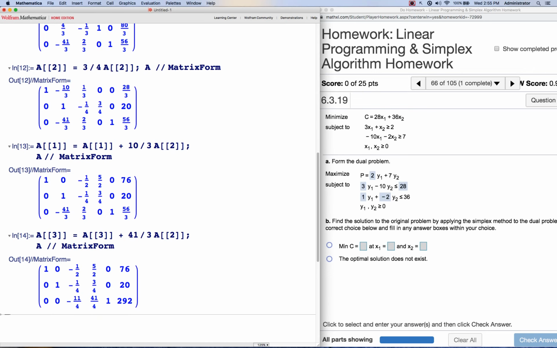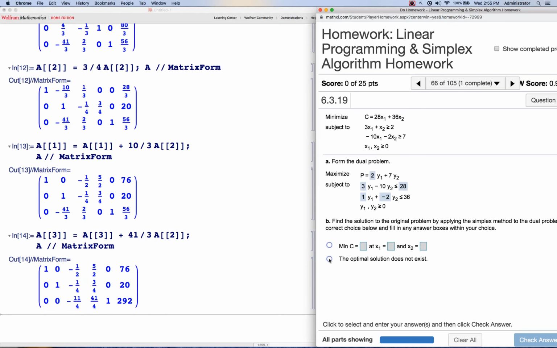Okay, so now we have a real issue because we have a negative. The only negative number that we can see in the bottom row belongs to this column, but all the numbers in that column are negative. We can't pivot on them, which means that there is no solution. The optimal solution does not exist.